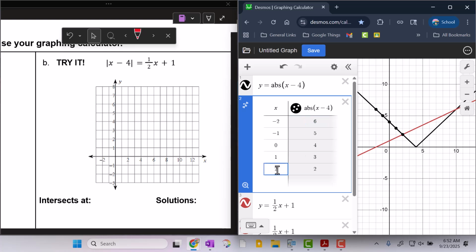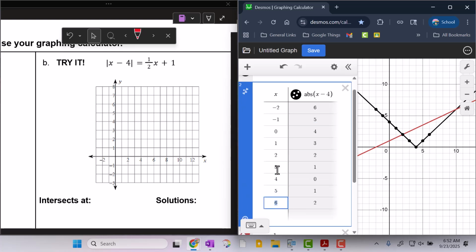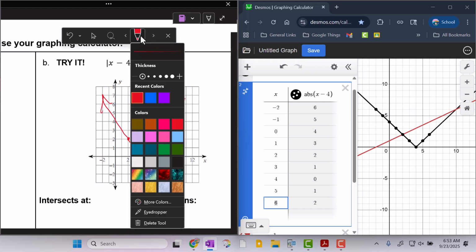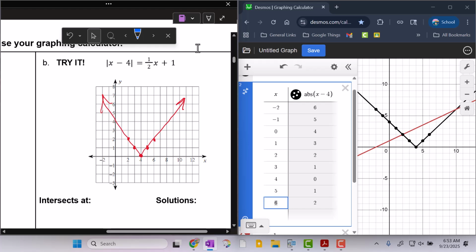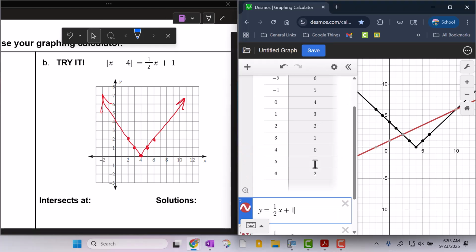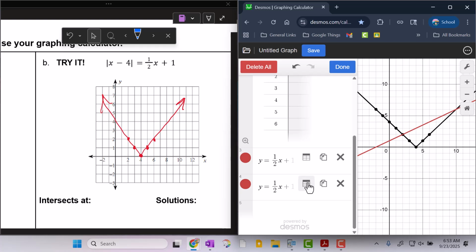So here, we want to at least get the vertex and 1 point on either side of it. Our vertex is at 4, 0. And we have another point at 5, 1 and 3, 1, 6, 2, 2, 2. So that's our absolute value. And then our line, right?